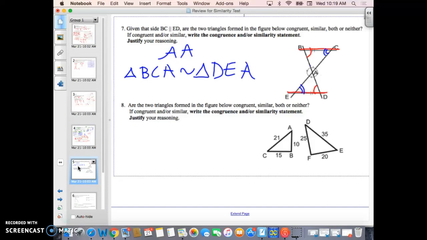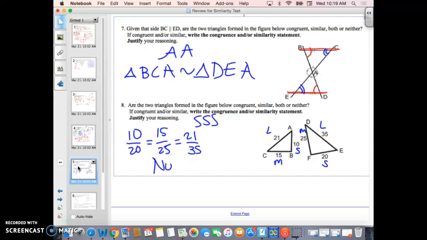Number 8, if the two triangles are congruent, similar, both, or neither. So the first thing we've got to do is use side, side, side. And we know side lengths are proportional in this case. They're not congruent, they're proportional. So I'm going to do small, medium, large. So this would be 10 over 20. Does that equal 15 over 25? And does that equal 21 over 35? And I'm going to say the answer is no.